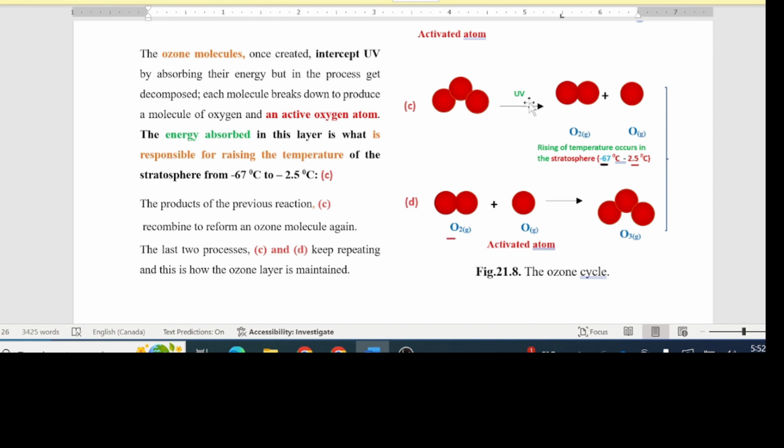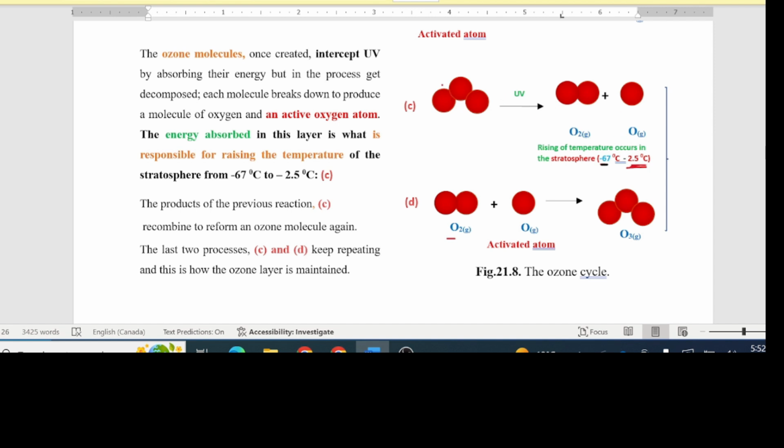Because it is absorbing UV, that part of the stratosphere experiences a rise in temperature. Recall that at the tip of the troposphere, the temperature there is negative 67 degrees Celsius. That is at the beginning of the stratosphere. But then the final temperature attained by the stratosphere is negative 2.5 degrees Celsius, a jump of about 45.5 degrees Celsius. So two things to note.